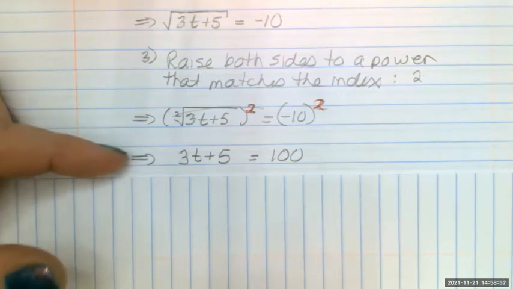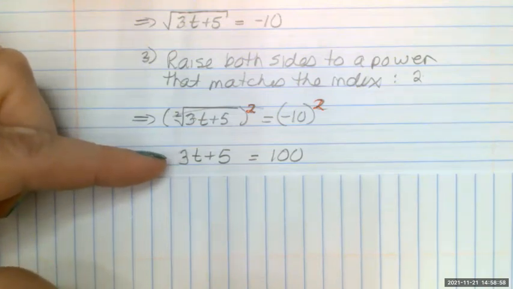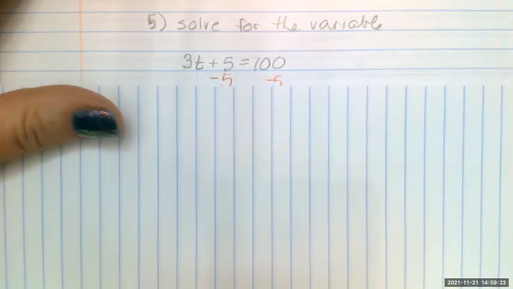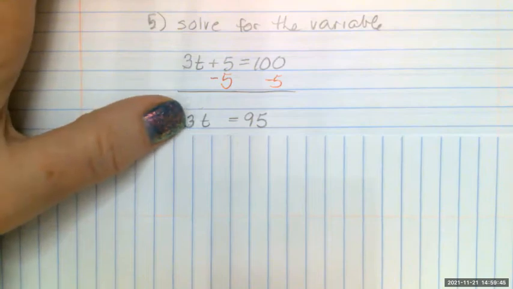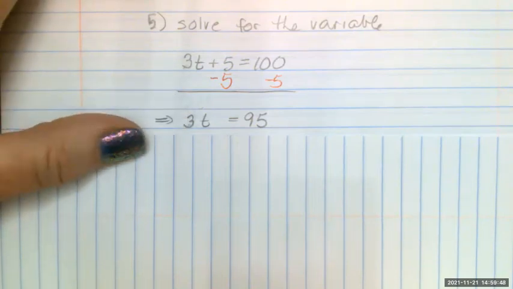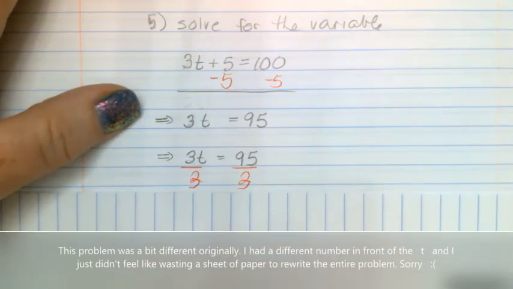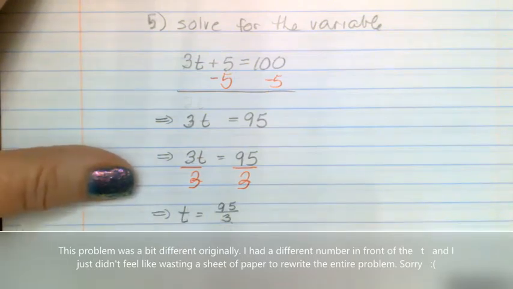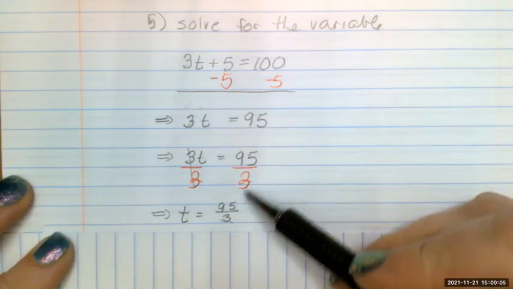Step 4 we can skip because I do not have a radical left. I simply am now going to do step 5, which is to solve this problem. Again, step 5, we're going to solve for t. So I'm going to subtract 5 on both sides. I have 3t equals 95. I just now need to get the t by itself, so the 3 is going to have to move. Since that's 3 times t, I'm going to divide both sides by 3. Honest, that's a 3. I know it looks like a 2, but it's because I messed up. The 3's cancel out. 95 divided by 3 is just 95 over 3.